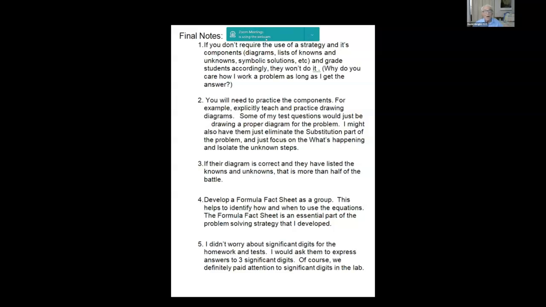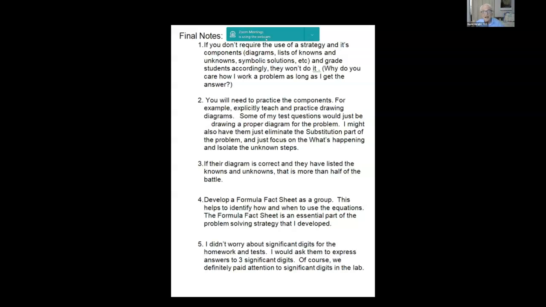Their response: why do you care? I work the problem as long as I get the answer. You say, you don't get it. The answer is not what we're shooting for. It's the strategy, the logic, the organization to be able to tackle problems and solve them. That's what's more important. The process is much more important than the product.